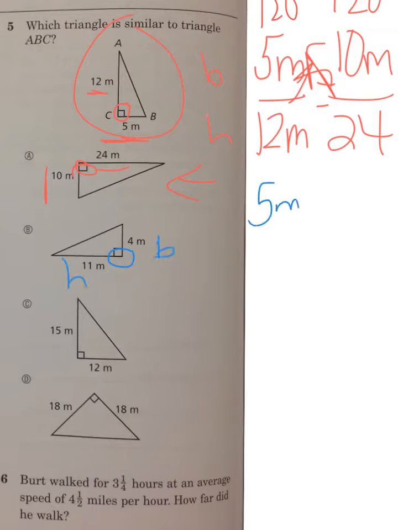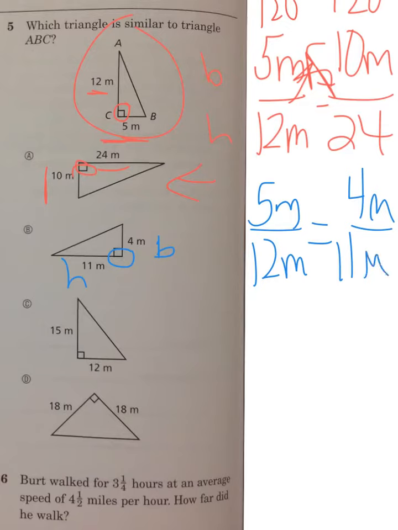Set it up. 5 meters over 12 meters equals 4 meters over 11 meters. When you cross multiply, 11 times 5 is 55, and 12 times 4 is 48. You know this is not correct. Now look at the next one.